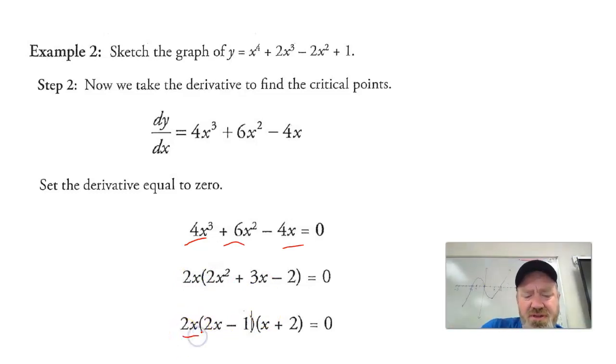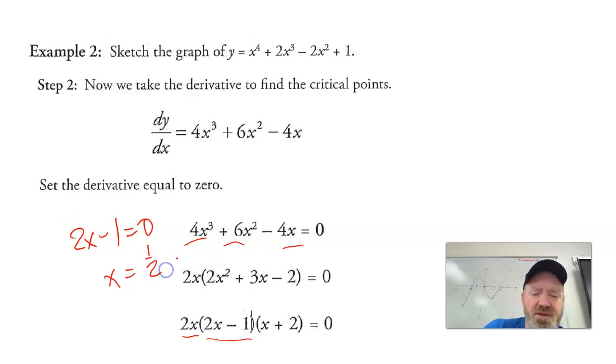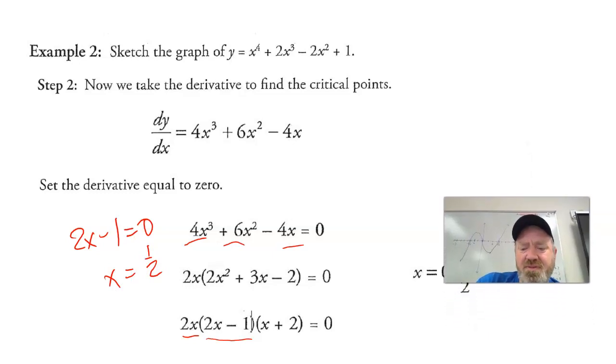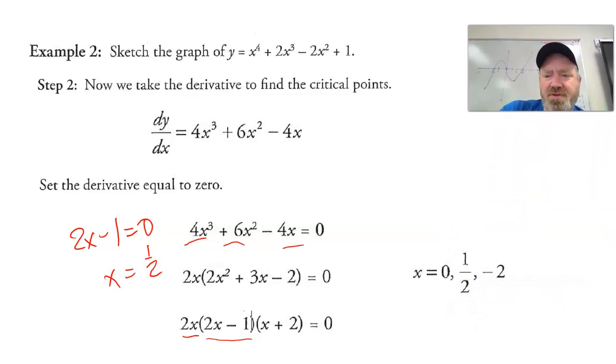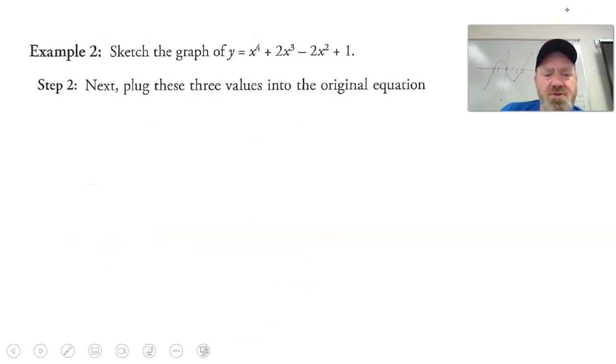We can put a 0 in here and get 0. We can put in a 1/2. Yeah, 2x minus 1, if you set that equal to 0, x equals 1/2. And a negative 2. So those are our 3 critical values. Let me get, always moving myself around here. Yep, there we go. So those are our 3 critical values. Okay? So next, what do we do? Plug those in and get your points.